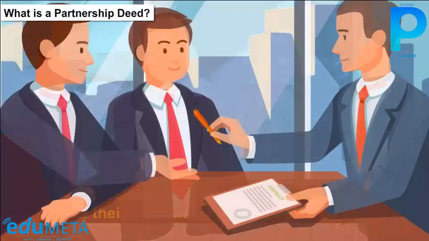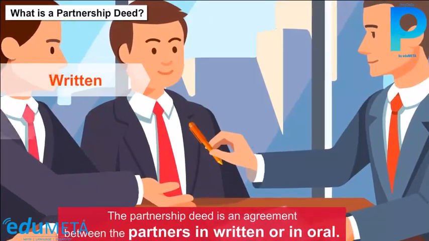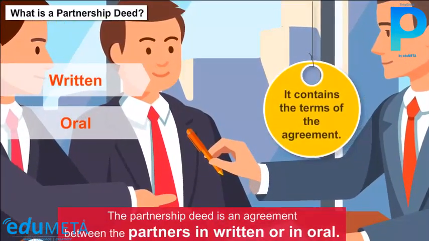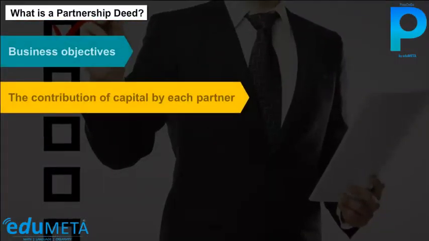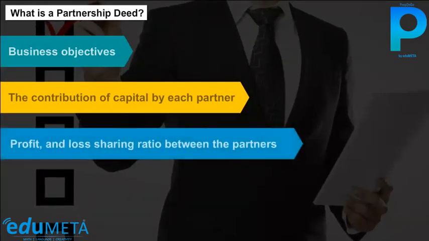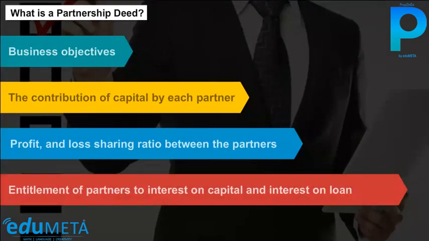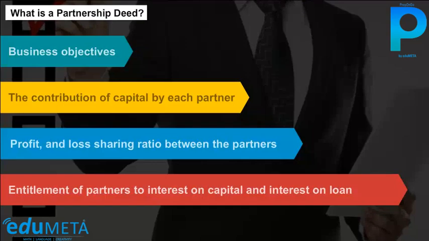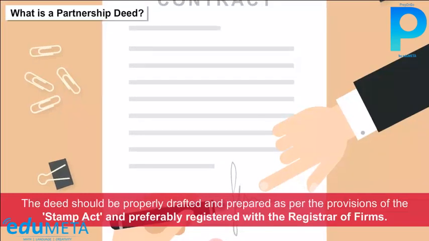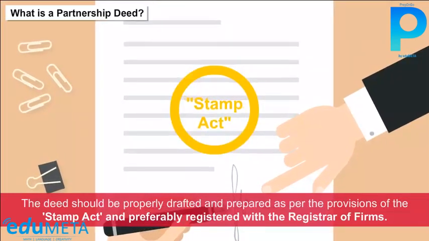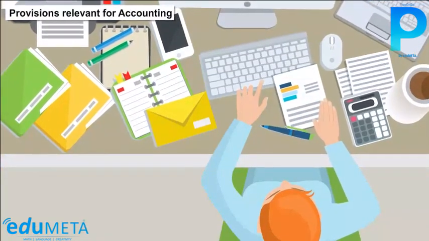What is a partnership deed? The partnership deed is an agreement between the partners, in written or oral form. It contains the terms of the agreement. It contains all the details about the business objectives, the contribution of capital by each partner, profit and loss sharing ratio between the partners, and entitlement of partners to interest on capital and interest on loan. The deed should be properly drafted and prepared as per the provisions of the Stamp Act, and preferably registered with the Registrar of Firms.